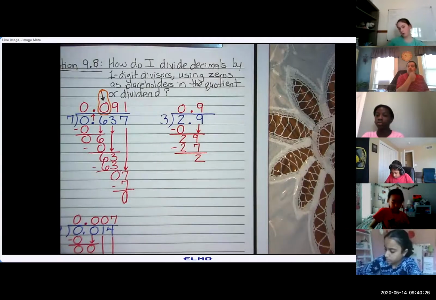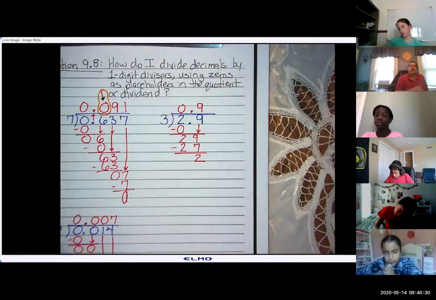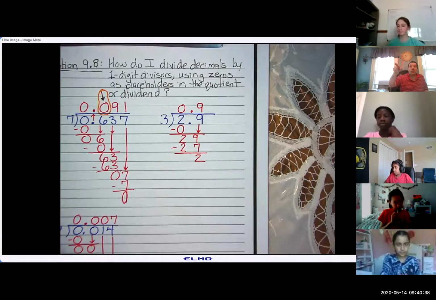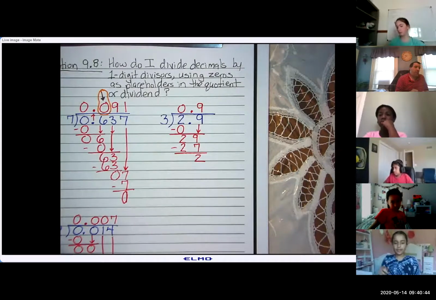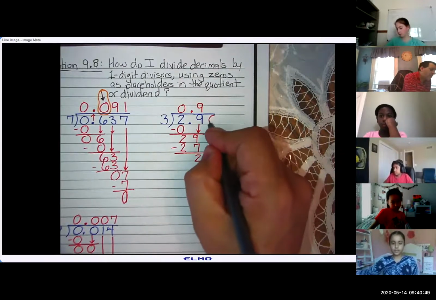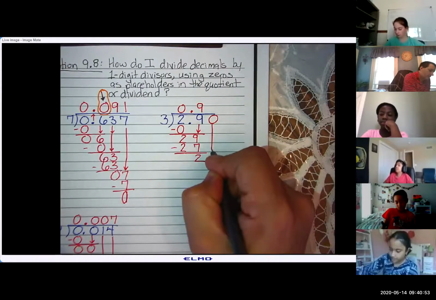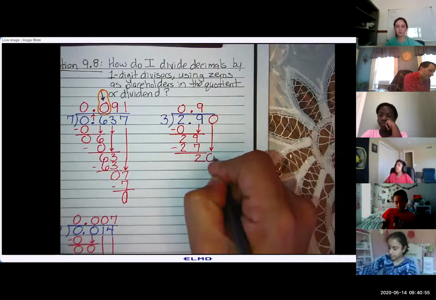No. No more remainders. We stopped remainders back in December. Reva? It was remainder 2. You're not wrong. It used to be remainder 2. What's the strategy, Reva? I'm pretty sure that you put a 0 after the 2. Yep. We put a 0 here. And bring it down.